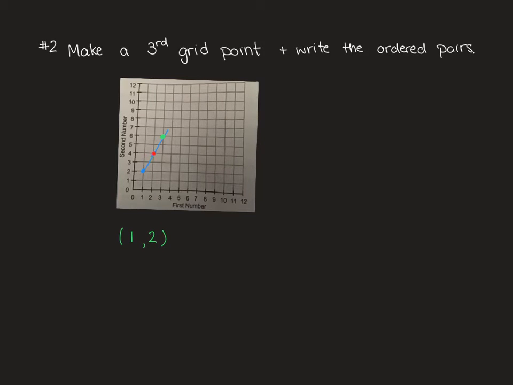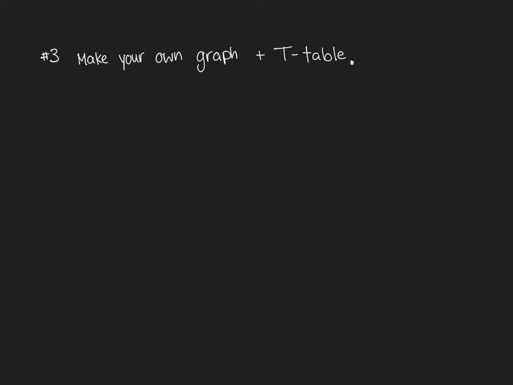Our second point, start down, so it goes to 2 and 4. So that would be 2, 4. And our third point that we have made is lining up with 3 and 6. And make sure you keep this order of x or first number and then y or second number.